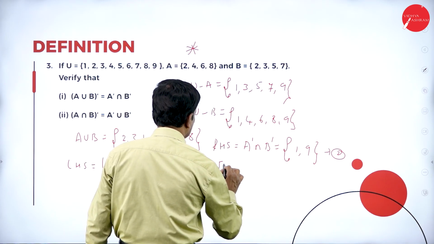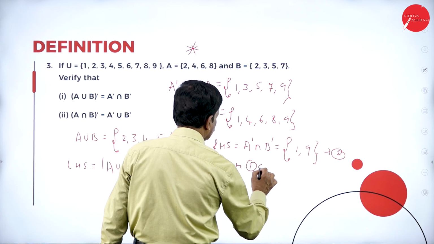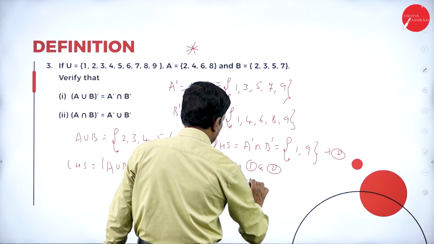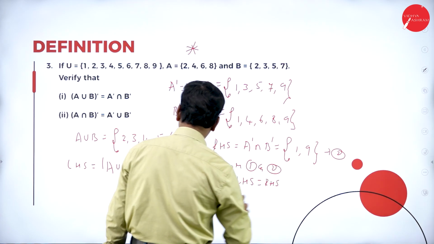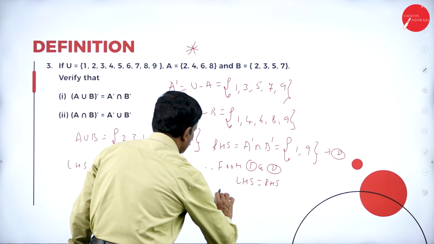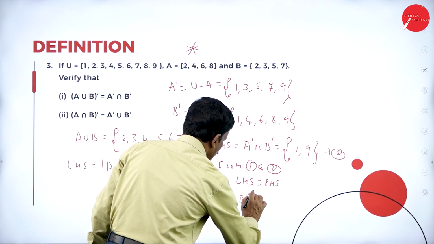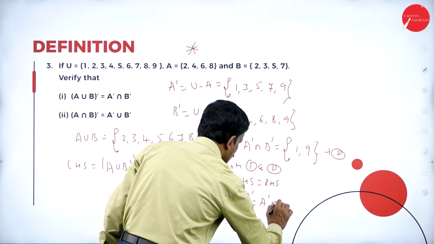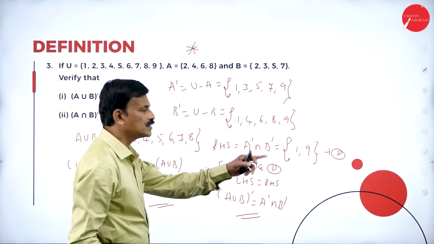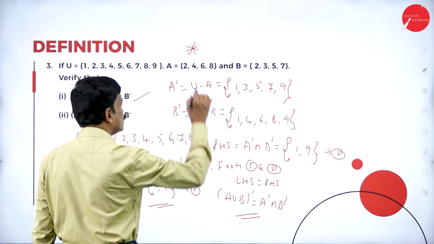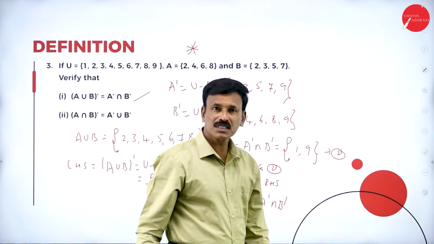Therefore, from 1 and 2, LHS is equal to RHS. That is, (A union B) dash is equal to A dash intersection B dash. So the first one is proved, right? Now move on to the second part.